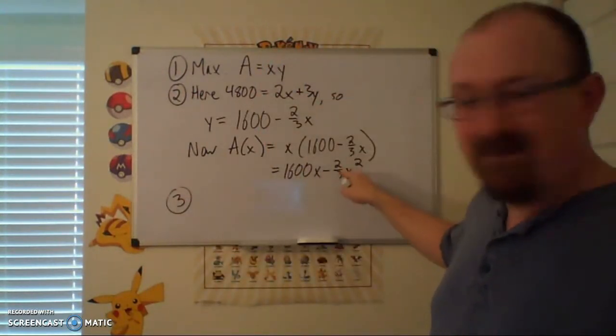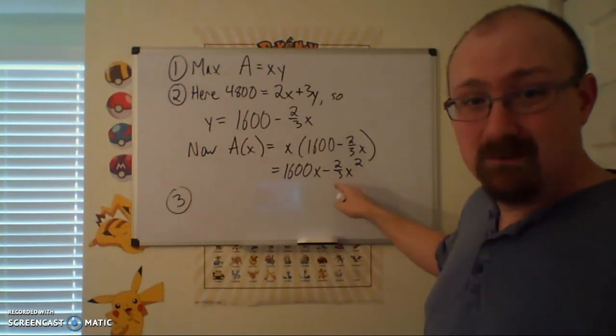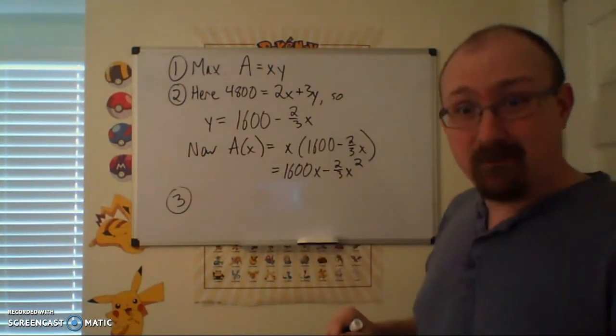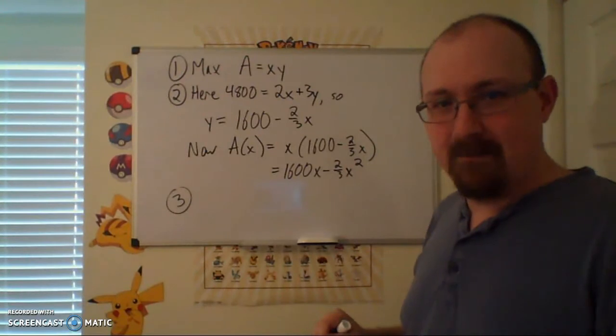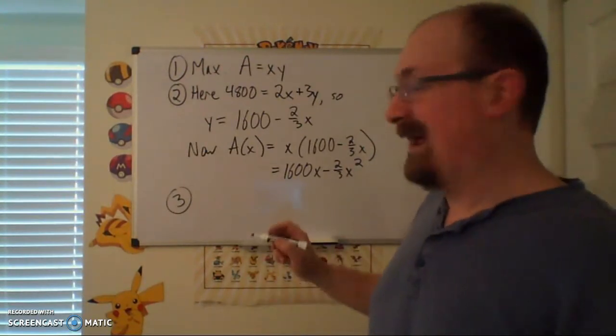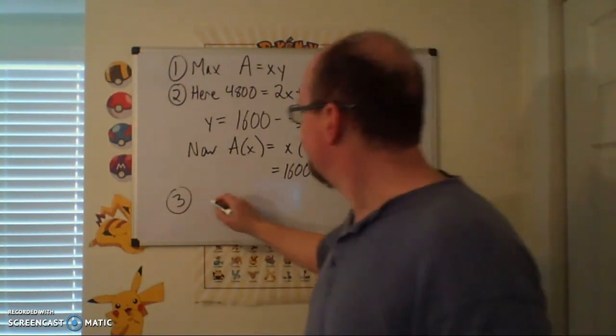Step two, we've got it down to where we have just a single variable in it. Now we look for critical numbers like we did in the previous example by taking a derivative and looking to see where it's equal to 0.